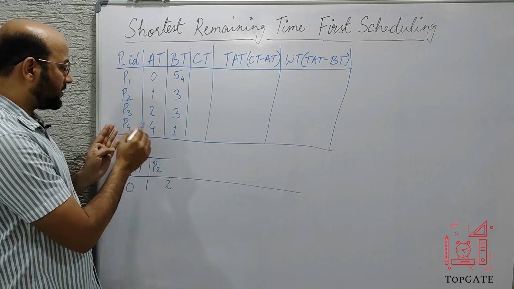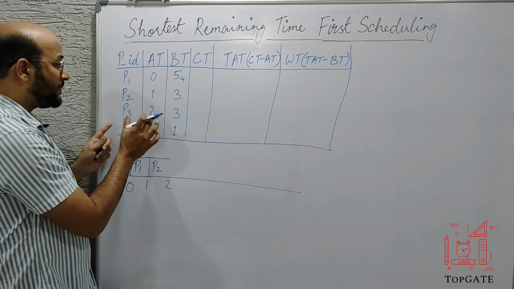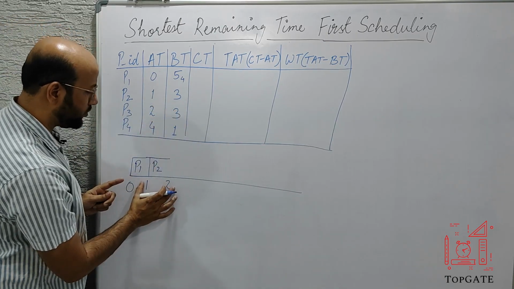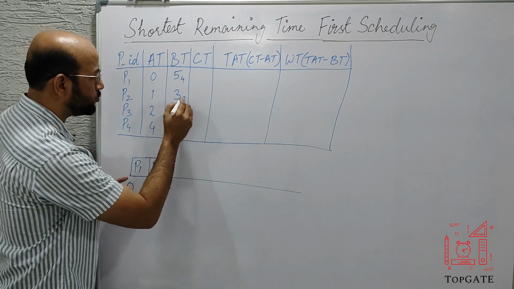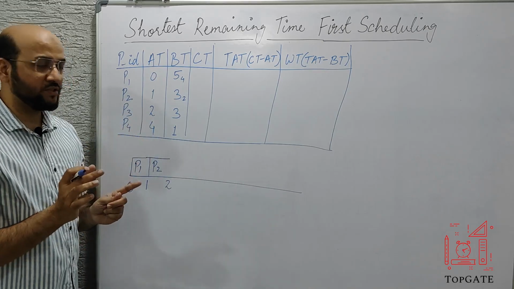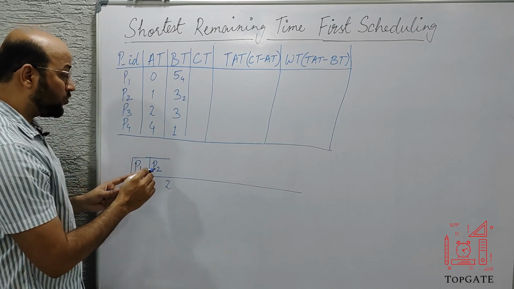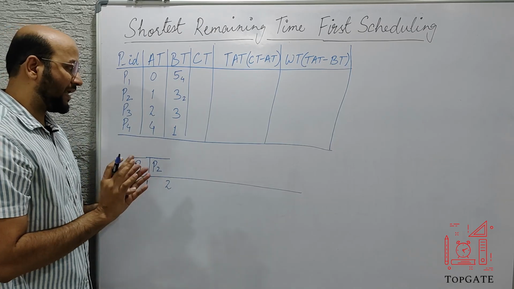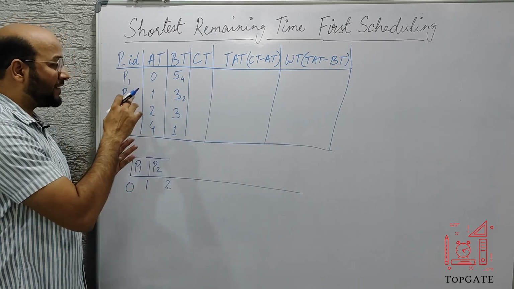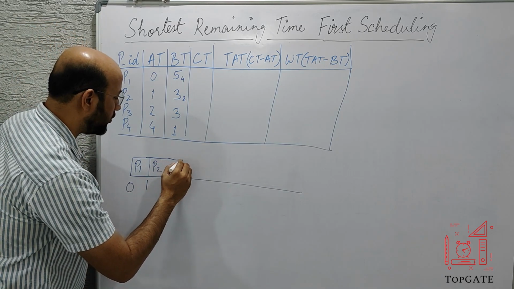Fine. Now at time 2, P2 has executed 1 unit and P3 has 3. So the remaining time of P2 is 2, that is, we have done 1 unit for P2, so remaining is 2. The remaining time of P2 is 2 and the burst time of P3 is 3. So out of 2 and 3, P2 is the shorter one. Therefore, P2 will continue. P3 will not take over the system right now. Why? Because its burst time is more than the remaining time of P2. Clear? So P2 will continue and it will go till 3.